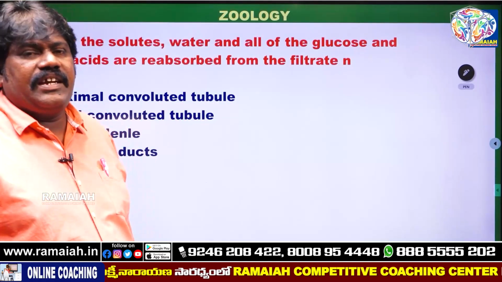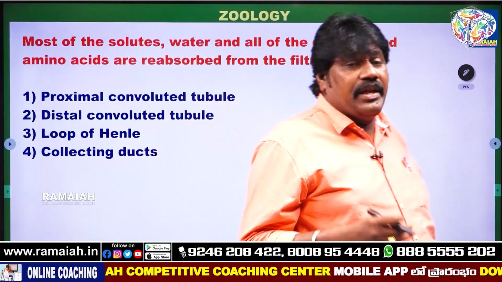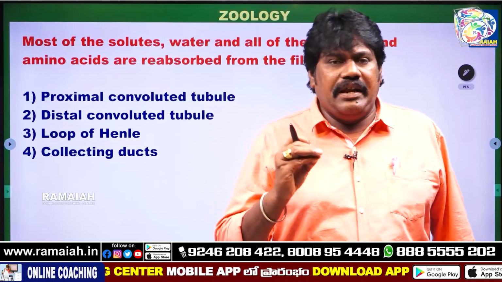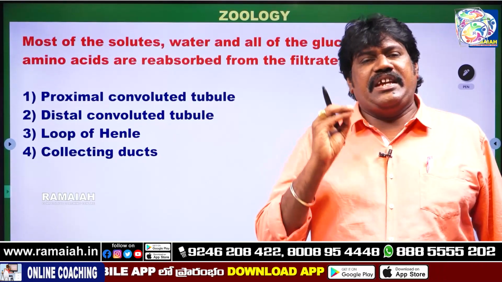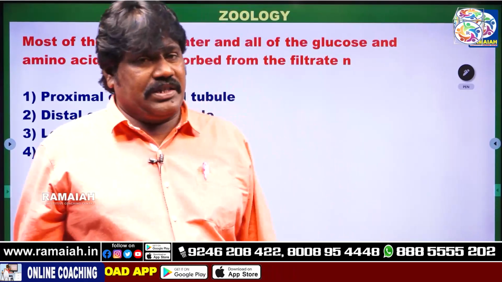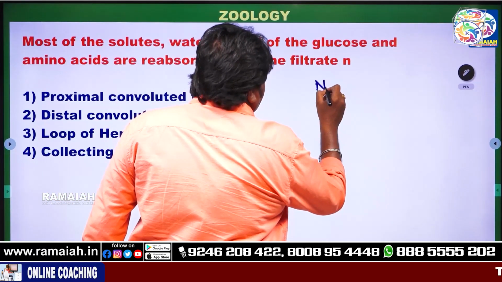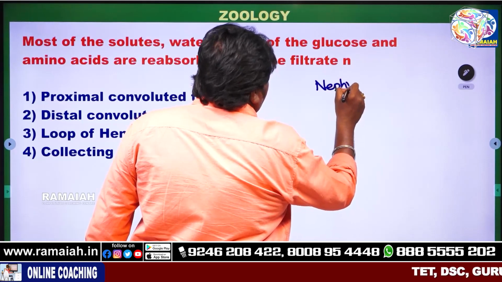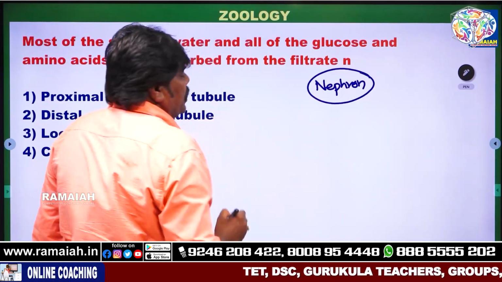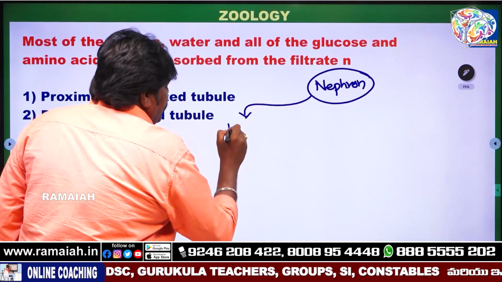In the excretory system of the human body, the kidneys play a major role. The structural and functional unit of the kidneys is the nephron. Look here. The nephron is the structural and functional unit of the kidney. The nephron has two parts. The first part is the Malpighian tubule.